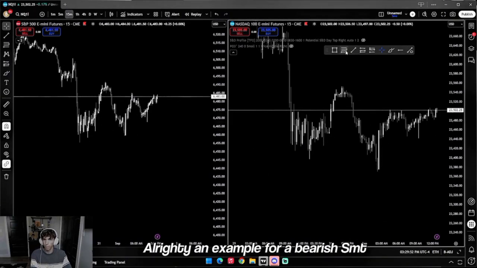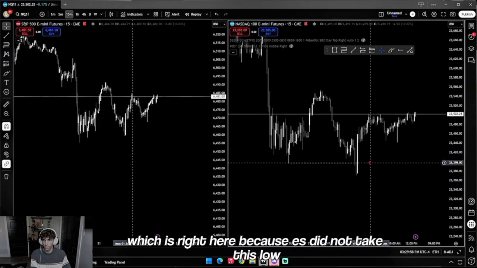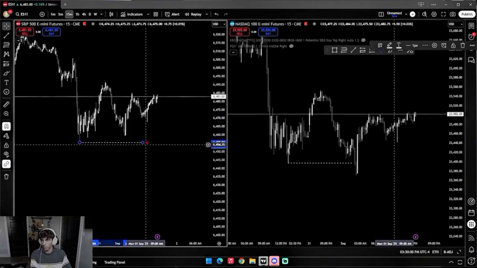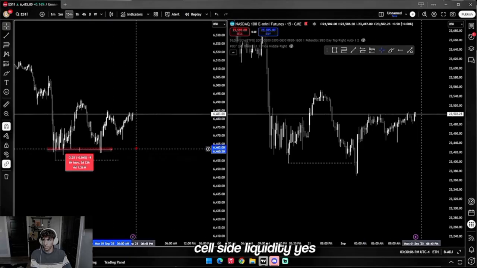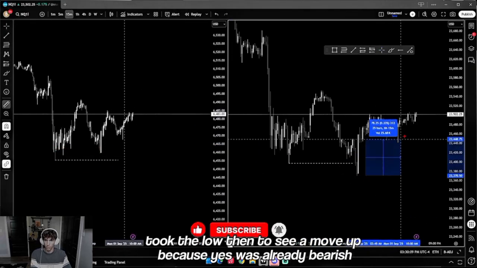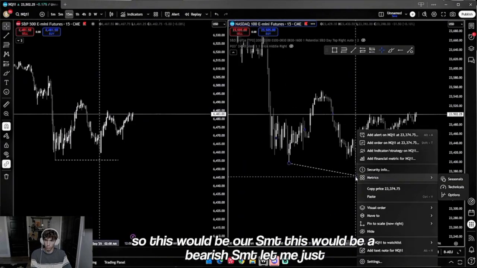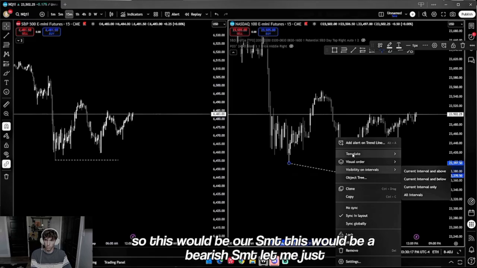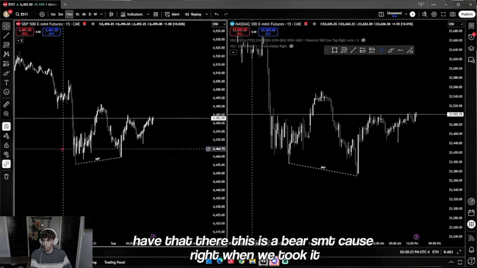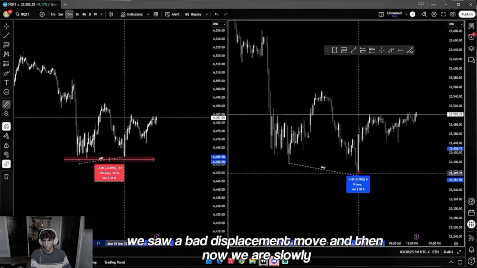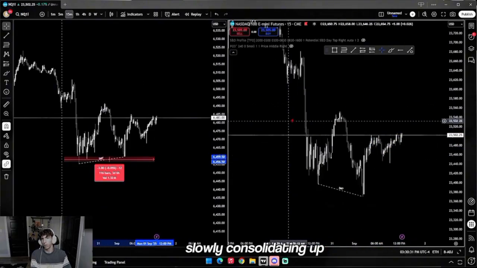Alrighty, an example for a bearish SMT is right here, because ES did not take this low, which would be right here. ES left this low hanging, which created more of a low resistance sell side liquidity. NQ took the low, then we saw a move up because ES was already bearish. So this would be our SMT. This would be a bearish SMT. Let me just have that there. This is a bearish SMT because right when we took it, we saw a bearish displacement move, and now we are slowly consolidating up.